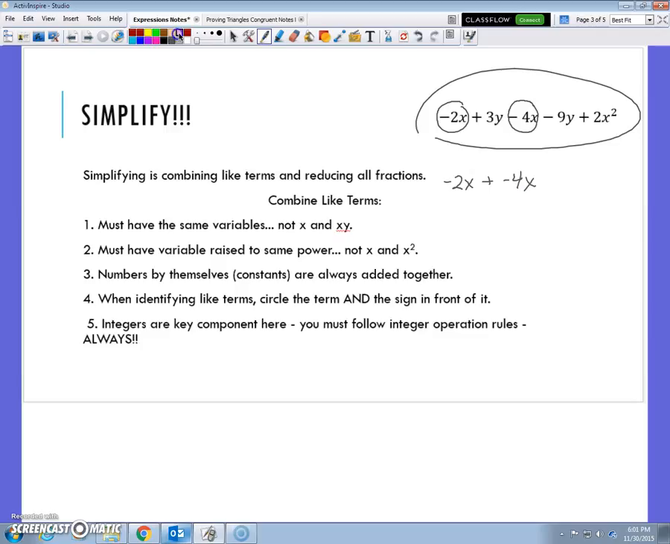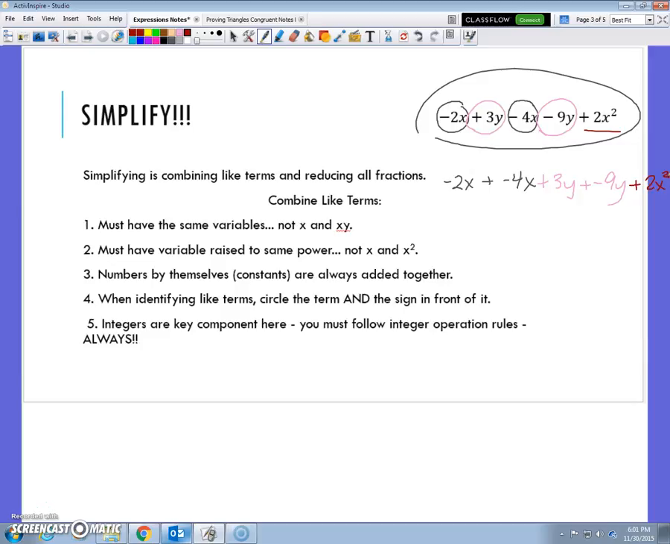I see that this is a positive 3y and a negative 9y, so I have a 3y, and I also have a negative 9y. And then finally I have this 2x squared back here, and he doesn't have any like terms. He's all by himself. He can't go with the x's because he's got an exponent on him. So I'm going to put plus 2x squared at the end.